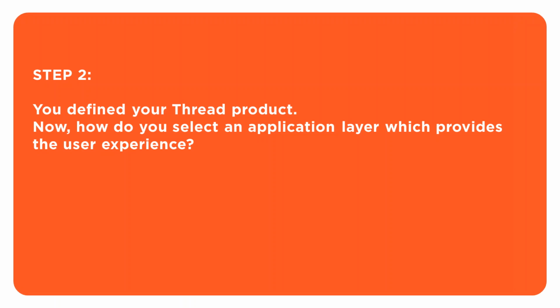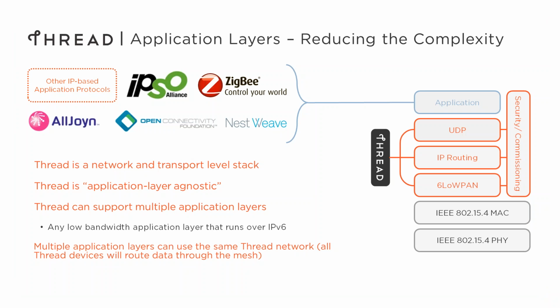So step 2, now that you've defined your Thread product and have all of the outline of the requirements, one of the key things is the application layer. What do you want the user experience to be? So application layers, you know, Grant talked about it a little bit, but Thread is a network and transport level stack. It does not encompass the application layer.